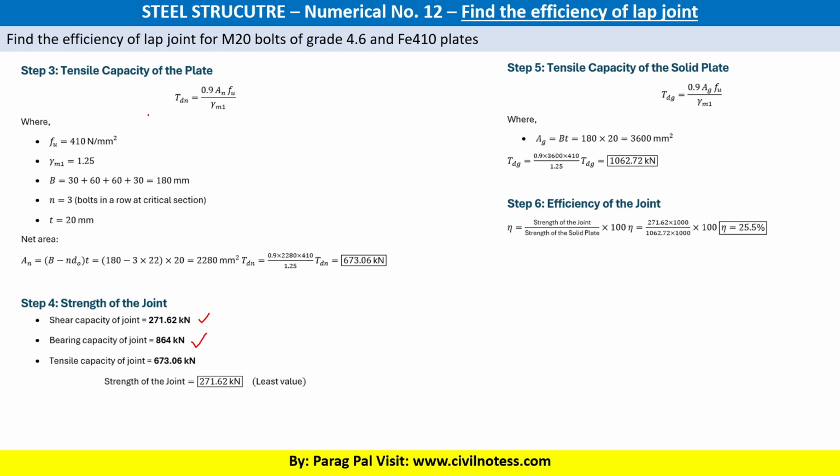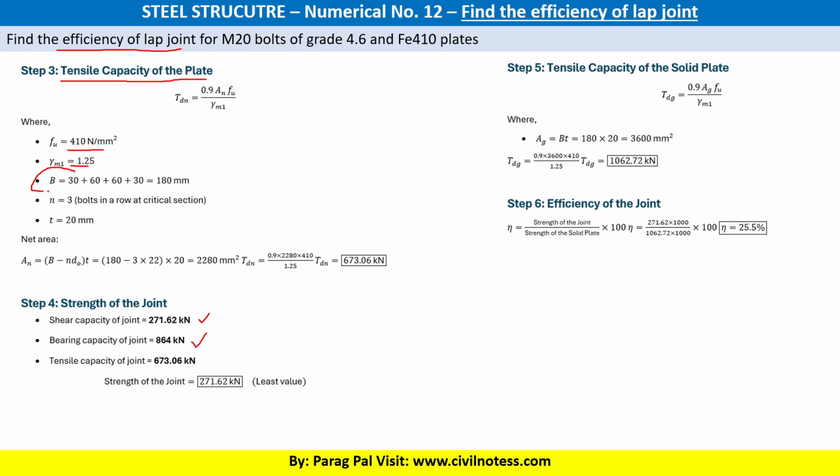Okay, now we have to calculate the efficiency of the lap joint. So definitely we have to calculate the tensile capacity of the plate. To calculate the tensile capacity of the plate, the formula is very simple: Tdn equals 0.9 An into Fu upon gamma m1. So Fu we have 410, gamma m1 we have 1.25.